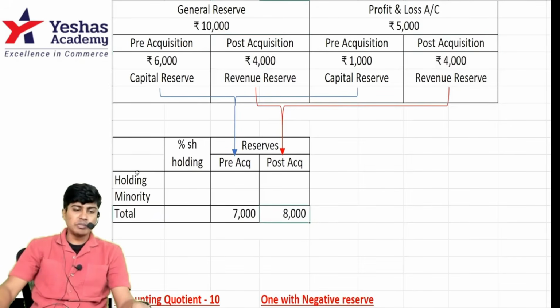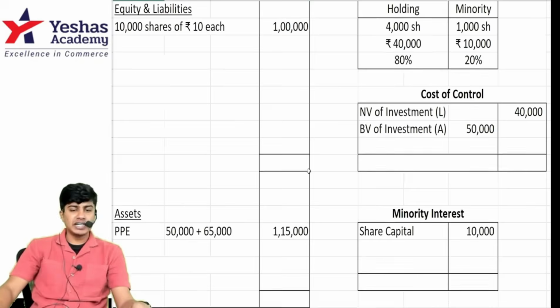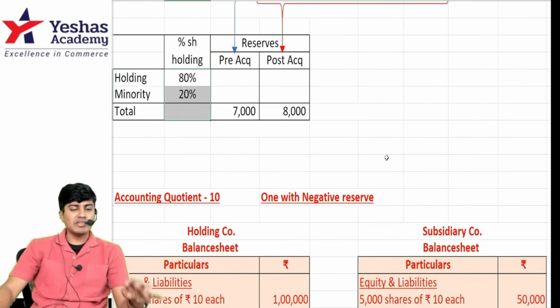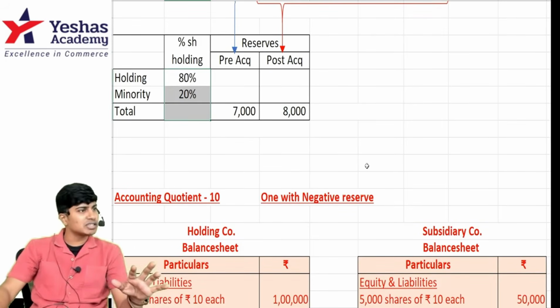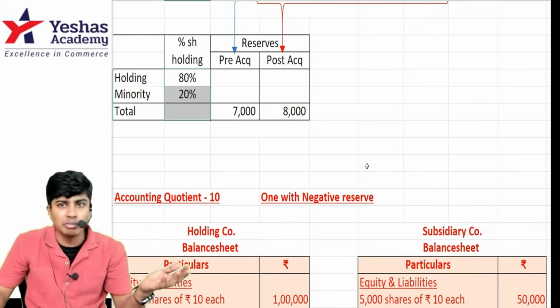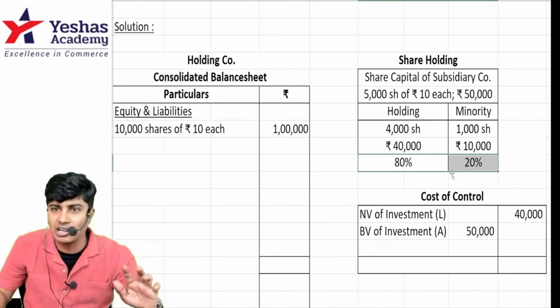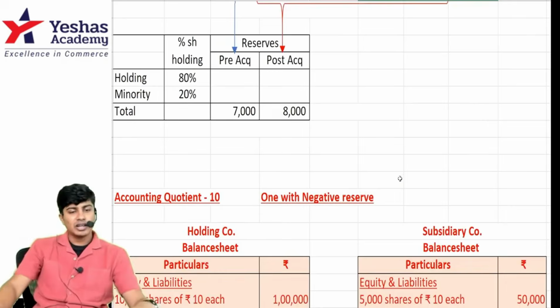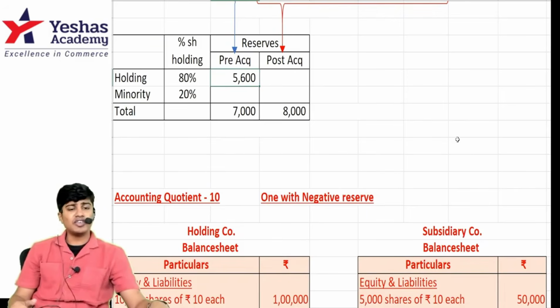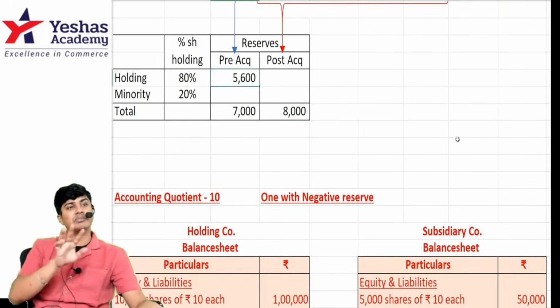Together, how should it be split between holding and minority? Percentage. Do you have the percentage? Yeah, 80. It can be 75, 25, 65, 35, 60, 40, 52, 48. Anything is possible. Don't blindly do 80, 20 in the exam because in this question it was 80, 20. It can be any other number, and in every question we are computing it separately. I hope you remember. Then 80% of 7,000 is 5,600. What is 5,600? Holding company's share in pre-acquisition reserves of subsidiary company.